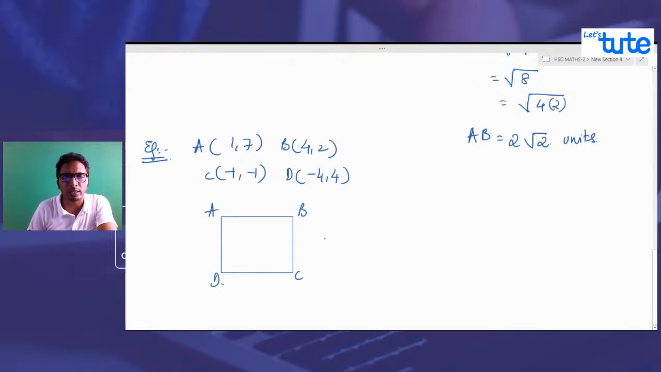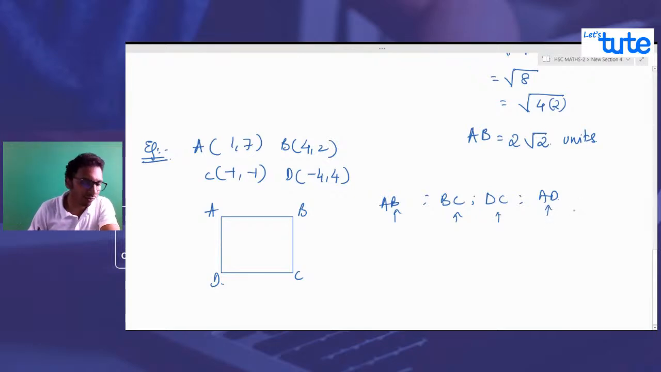So for a square, what are the properties? The properties are that all the sides should be equal. So the plan is to find the length of AB, BC, and CD or DC, whatever, and AD, and we'll check all the lengths. If all the lengths are equal, then we can say that it is a square. So let us assign the values here: A is (1, 7), B is (4, 2), C is (-1, -1), and D is (-4, 4).